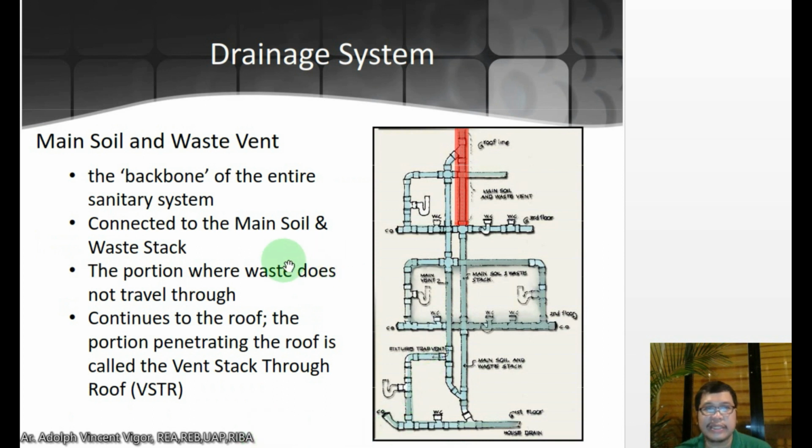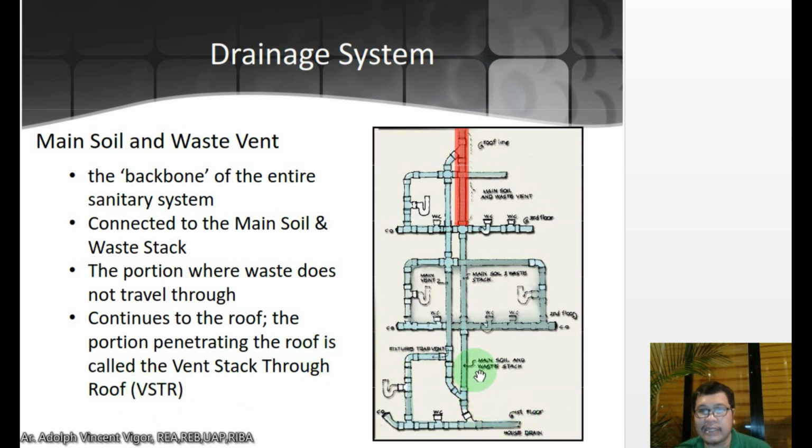So this is an example of the main soil and waste vent. It is the backbone of the entire sanitary system. It's connected to the main soil and waste stack, so the portion where waste does not travel through continues to the roof. The portion penetrating the roof is called the vent stack through roof, or VSTR.